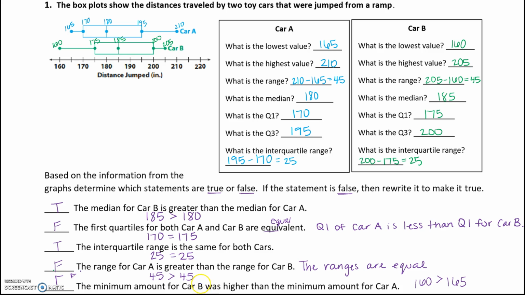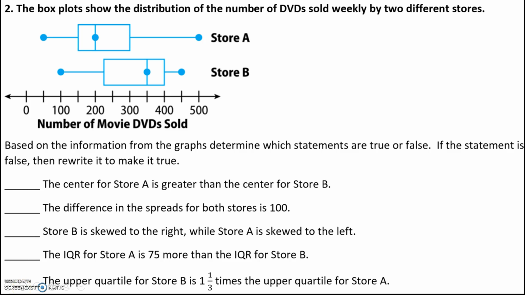And all I'm going to do is change B to A and A to B, right? Because then we're saying that 165 is greater than 160. Okay, so make sure you have your statements rewritten as true statements. And we're going to look at our second example for today.